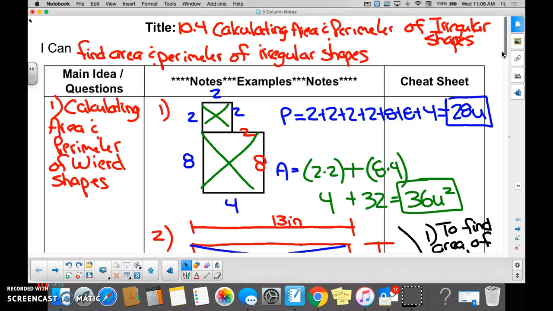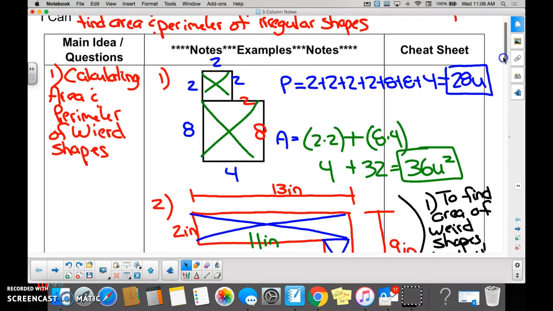So for number 1, which is an example of an irregular shape, we found the perimeter by adding up all of the edges on the outside. Everyone's eyes up here. Remember, this is not my video, it's your video.